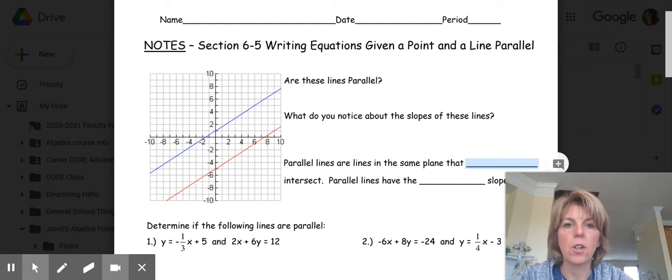Today's lesson is on graphing parallel lines. So we take a look at the lines, the blue and the red line that are on our notes today, and look at, are those parallel? And you know from previous experience that yes, they are.